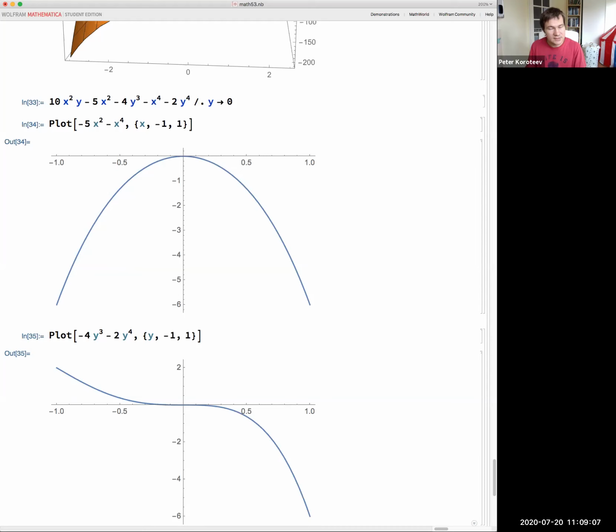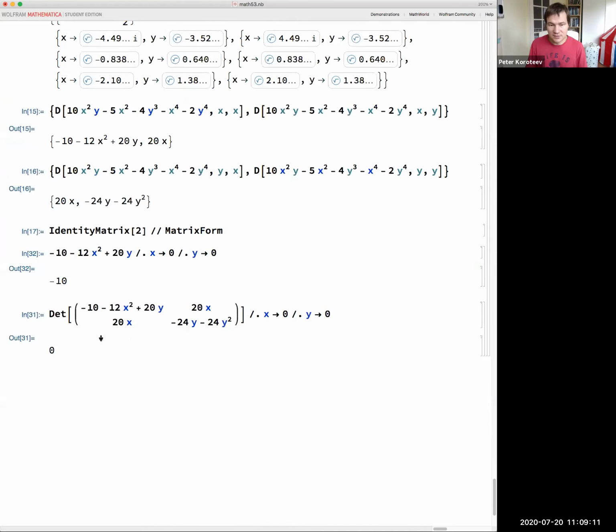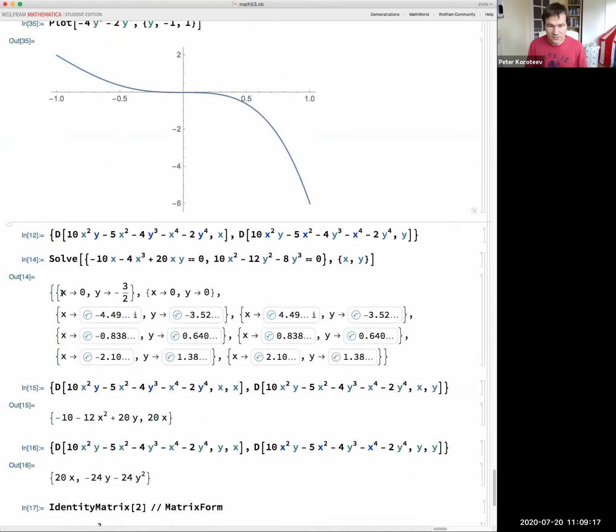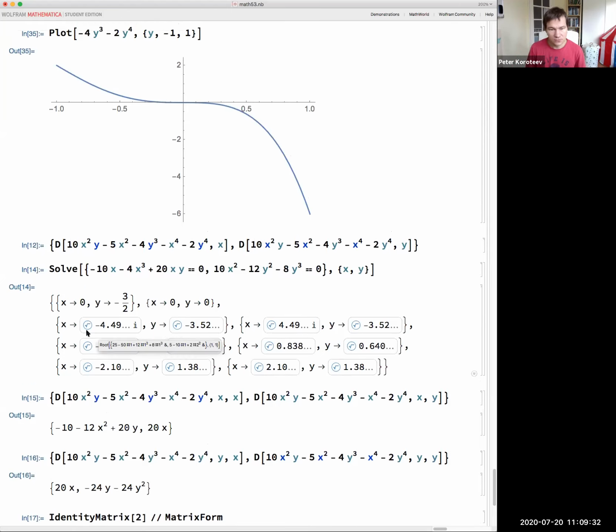Notice that when this matrix is degenerate, when the determinant is 0, the test is also inconclusive. And therefore, we know that this point is a local maximum, and this point is neither maximum nor minimum. Okay, and now any questions?